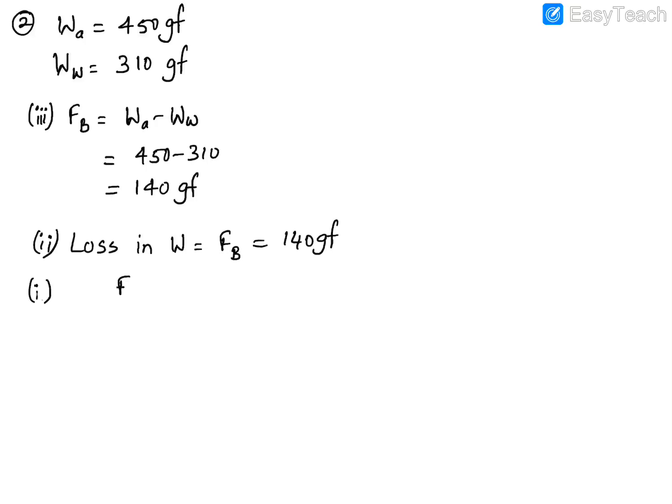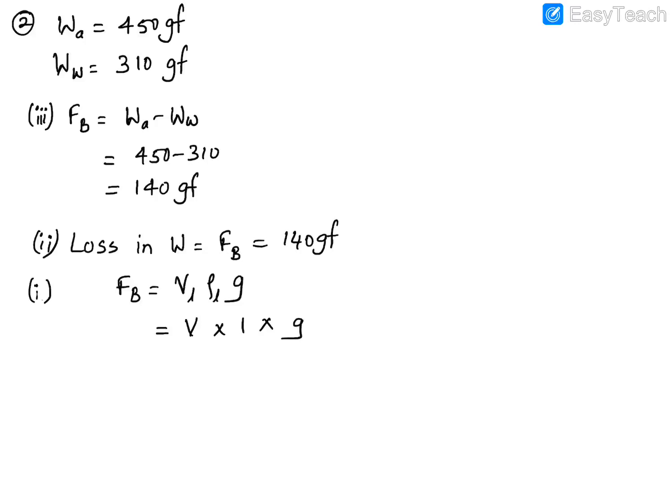What's the formula of upthrust? Upthrust is equal to V rho G. Now, the volume of the liquid displaced is not given, so it will be V only, right? What is the density of the liquid? It's water, so it will be 1 gram per centimeter cube. Gravity is not given, so you'll write G. Now, very important.